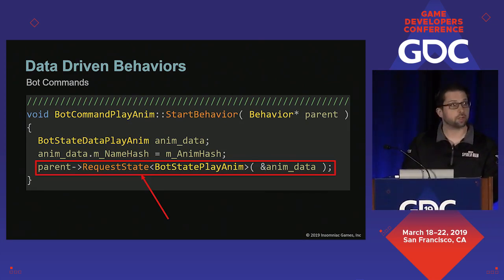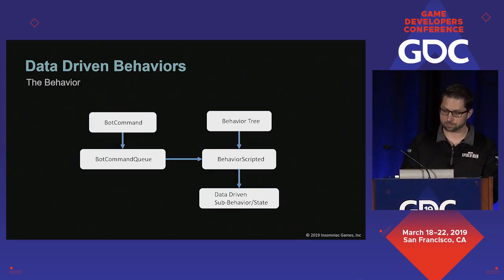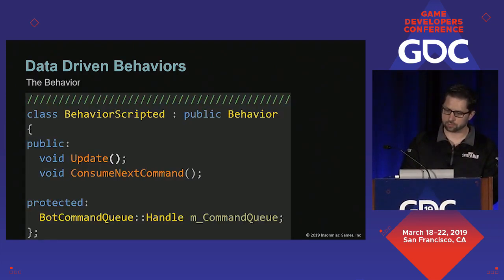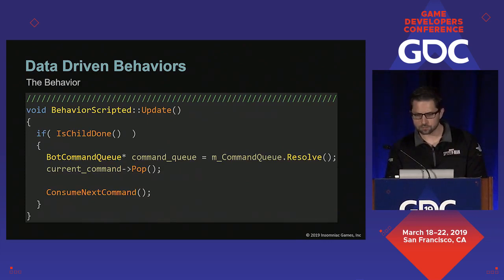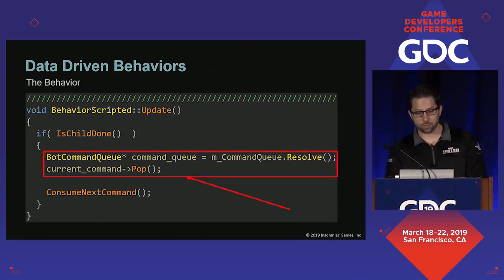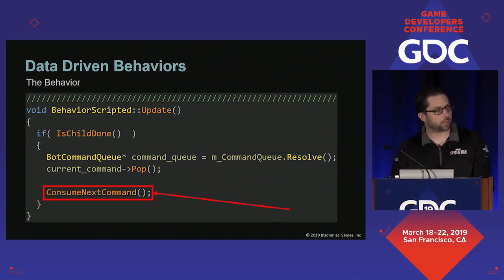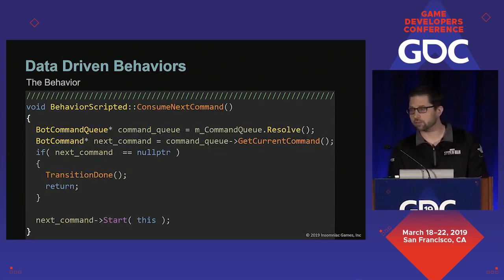They're created by script and added to the bot command queue. Finally, let's take a quick look at behavior scripted itself. If a bot command queue exists and has any commands in it, the behavior tree will instantiate this behavior. It has an update function, a consume next command function, and a handle to access the command queue. The behavior update is simple. If the current command is done, we pop it from the queue and try to consume the next one. The consume next command function is also straightforward.